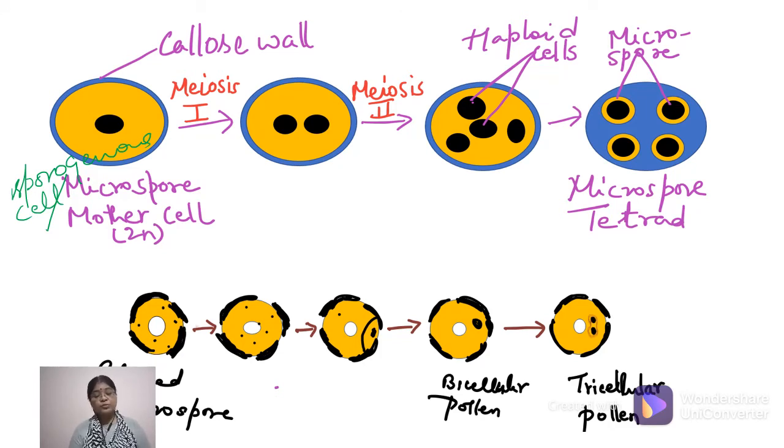Now these sporogenous cells are quite closely linked together, and you know that in plant cells they have plasmodesmata connections, and this callose wall is formed. Callose is basically formed of glucose, and they form a glycan-like structure. So basically this callose is formed to break the plasmodesmata connections of the cells.